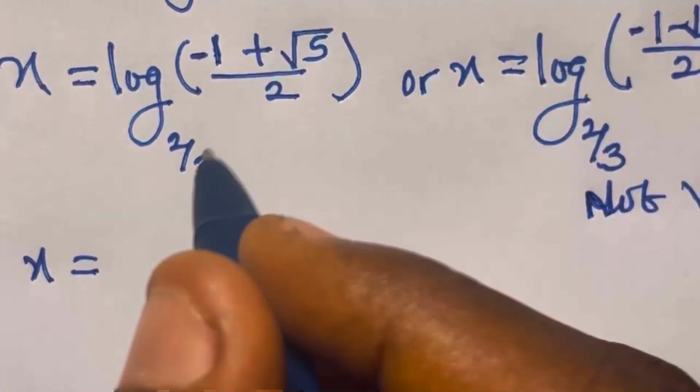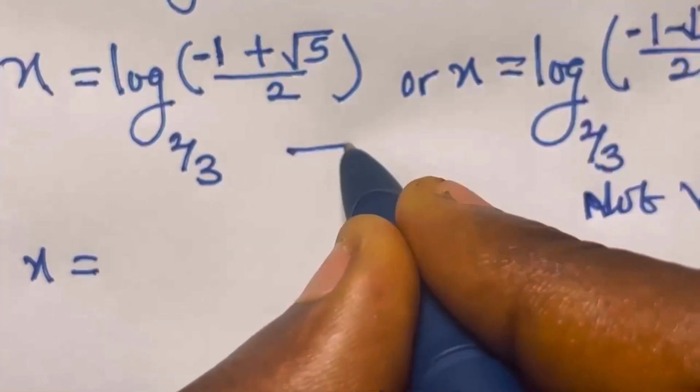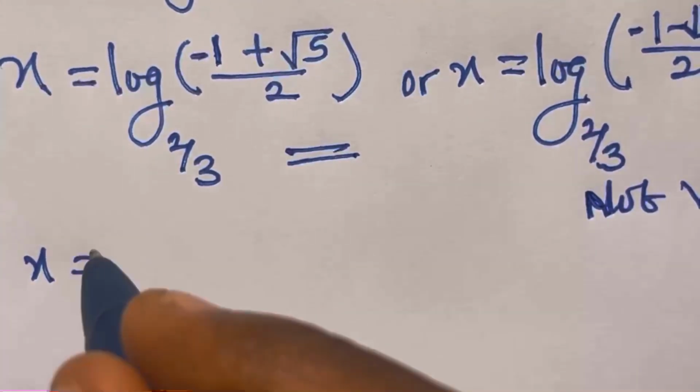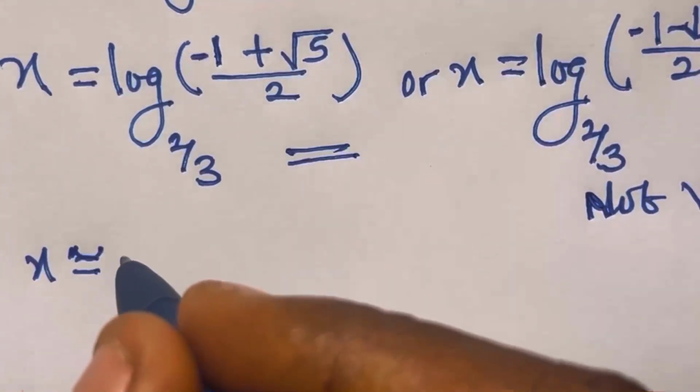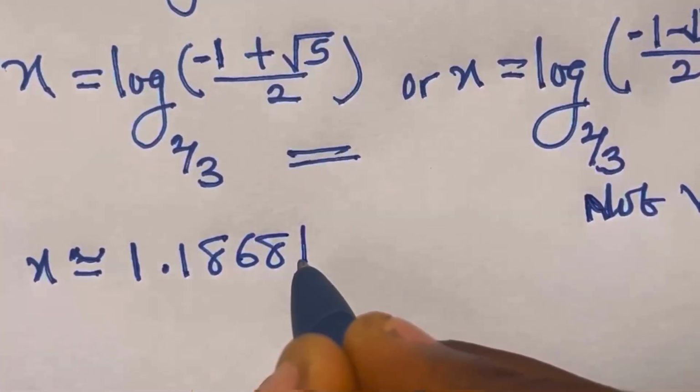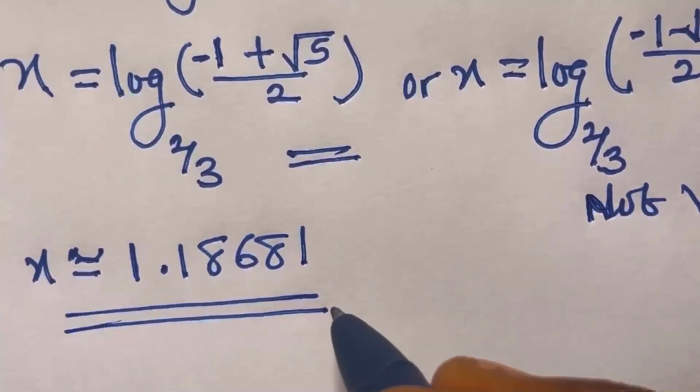So you can either leave your answer like this, or if you want to get the numerical value of this, you can put it in the calculator, and I've already done that. So I get 1.18681. So this is the numerical value of x. So you can easily check.